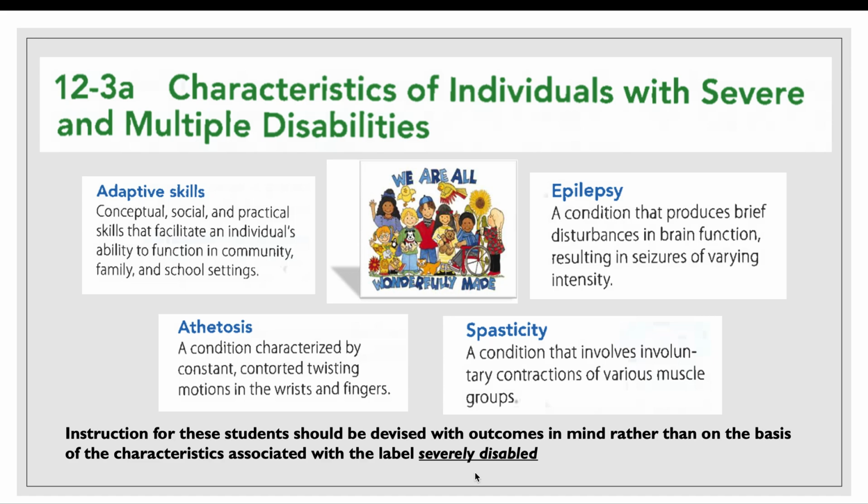Instructions for these students should be devised with outcomes in mind rather than on the basis of the characteristics associated with the label severely disabled. So don't think of this child, this is a severely disabled child, so I'm just going to do the best I can. I want you to think about this child in that, okay, this is where this child is. What can I do this school year? And I'm going to set some outcomes and some goals for accomplishing these outcomes with this child.